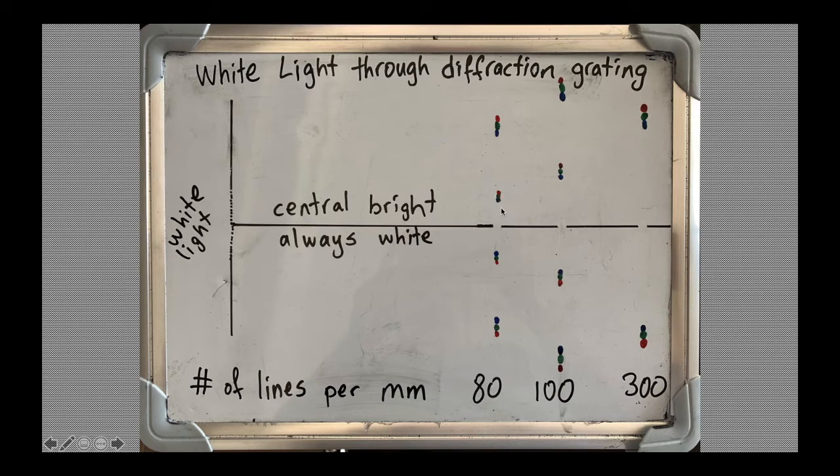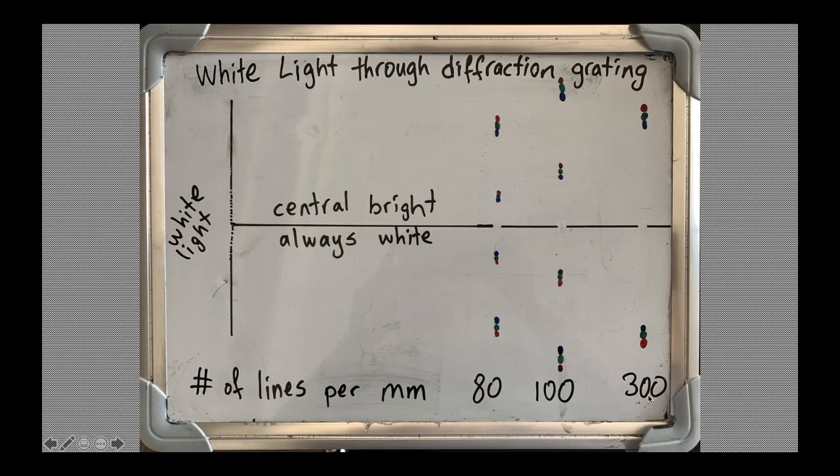This would be my first, blue on the inside, red on the outside. And this would be my second order, symmetric on both sides. If I was using a diffraction grating with 100 lines per millimeter, these bright maxima would be further from the center line, but still blue on the inside and red on the outside always.